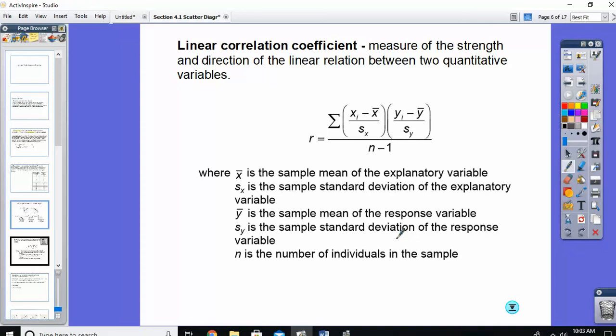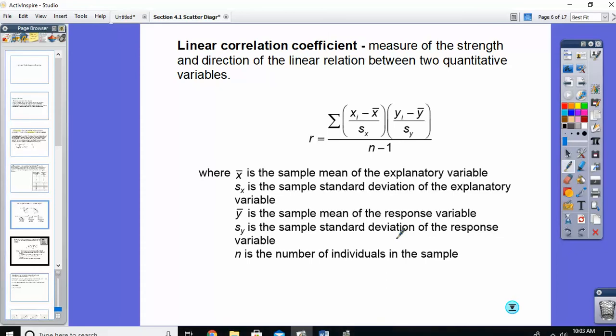This funny looking E thing, that means a sum, so we're going to add up. X sub I just means a particular X value. What's X bar? The mean of your X's. What's S? Standard deviation of your X's. Same thing with your Y's, so we'll have to calculate all those, multiply them together, add them up. Divide by n minus 1.